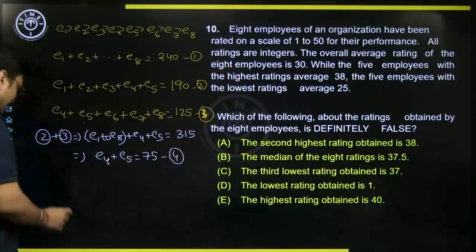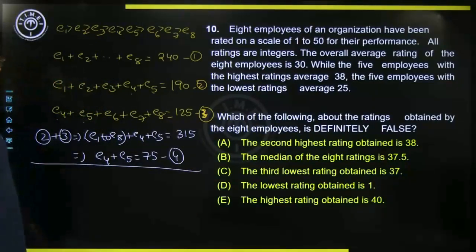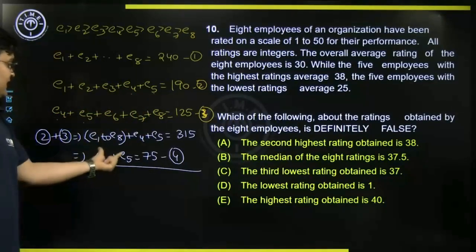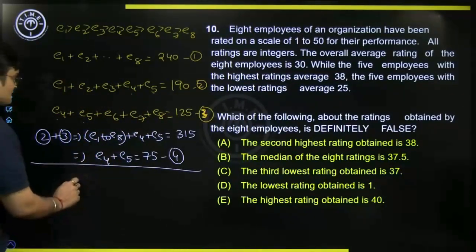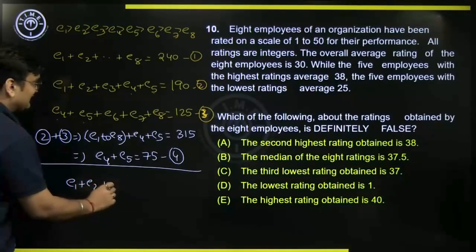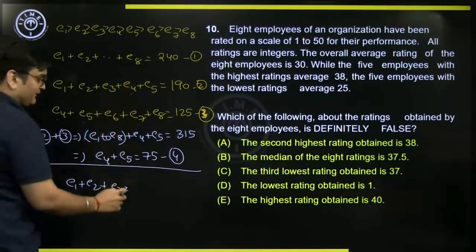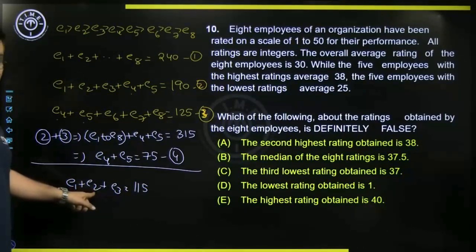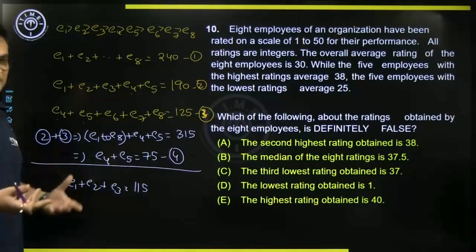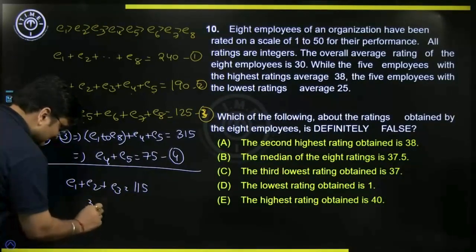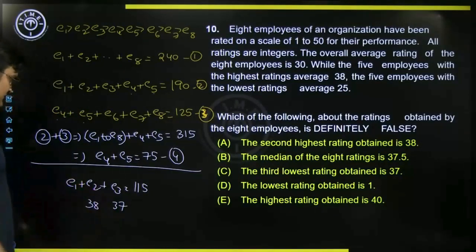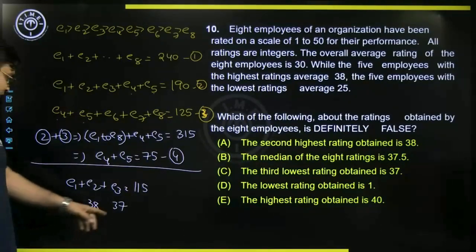Yeah, let's use the same ink. So, for E2 to be 38, I'll go for the second equation. E4 plus E5 I know is 75. Substitute that. So, E1 plus E2 plus E3 will be what? 190 minus 75, which is 115. I want this to be 38. Let's see if it's possible. So, if I place this as 38, okay, suppose this is some 37, okay. No, but one thing, is this 37 possible?